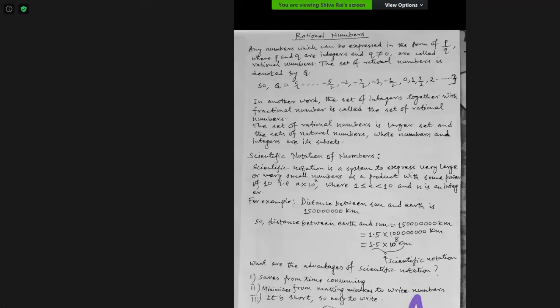I am going to share another one, another page. So look here another page, everyone.